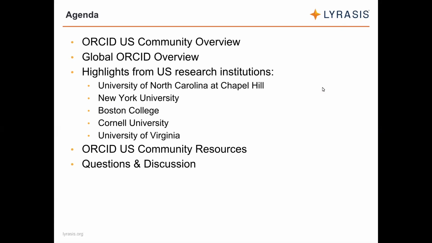So we're going to start today with an overview of the ORCID US community, followed by a big picture look at the ORCID initiative globally. Our main focus for this webinar is to showcase current ORCID work at 5 ORCID US community member institutions: the University of North Carolina at Chapel Hill, New York University, Boston College, Cornell University, and the University of Virginia. If questions arise during the presentation, please type them into the chat and we will make sure to address them towards the end of our time once all panelists have finished presenting.